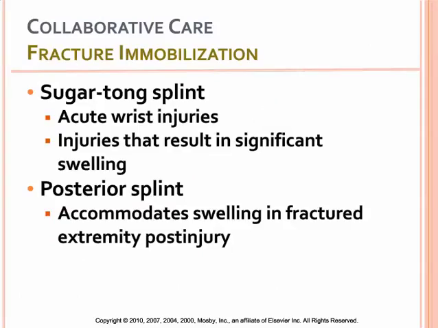A sugar tong splint is used often with acute wrist injuries and injuries that result in significant swelling. And then a posterior splint will accommodate swelling in a fractured extremity after the injury. Plaster splints are applied over a well-padded forearm, beginning with the phalangeal joints of the hand and extending up the dorsal aspect of the forearm around the distal humerus, and then extending down the volar aspect of the forearm to the distal palmar crease.